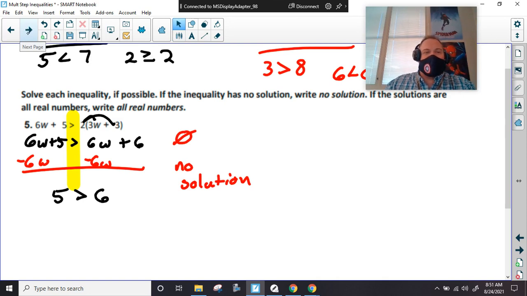All right. So, why don't we have to graph this? Yeah, how do you graph that it's no solution? You can't. It's like there's nothing. It's crazy.